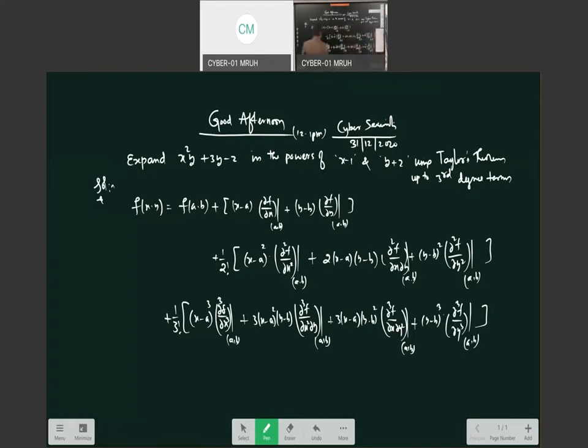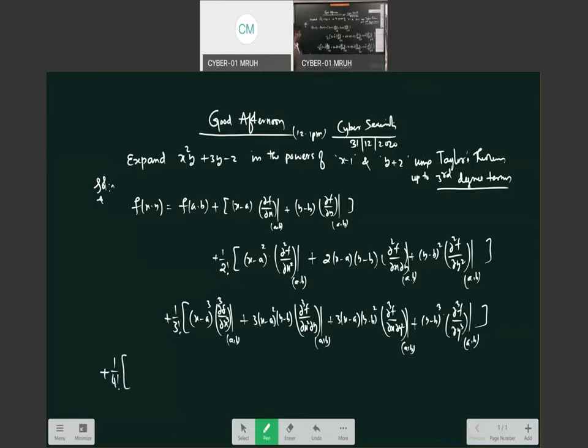If you want the fourth term, yes, you are able to write it. But this is not needed here, because up to the third degree is asked. Suppose in the examination they ask up to fourth degree terms, then you need to write plus 1 by 4 factorial.